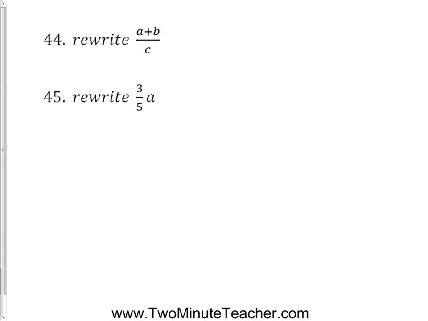Rewrite a plus b over c. What we're getting at here is that a lot of kids don't really understand what a plus b over c means. It means that we're going to take each part, the a plus the b, and we're going to divide it by c. So you can break it up into a divided by c plus b divided by c. Okay? That's the main point here.